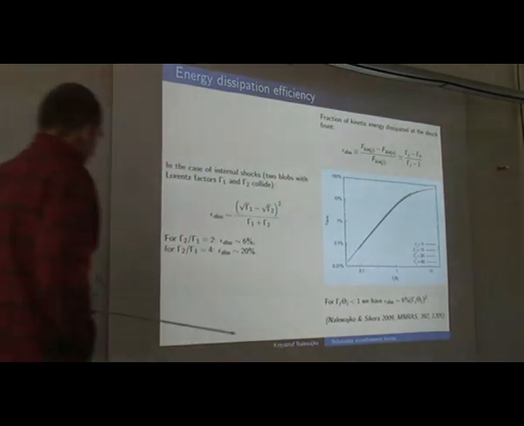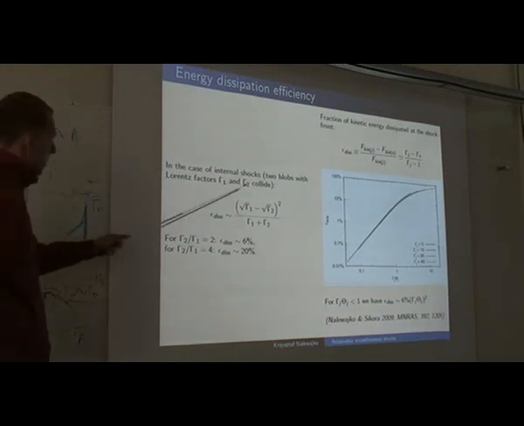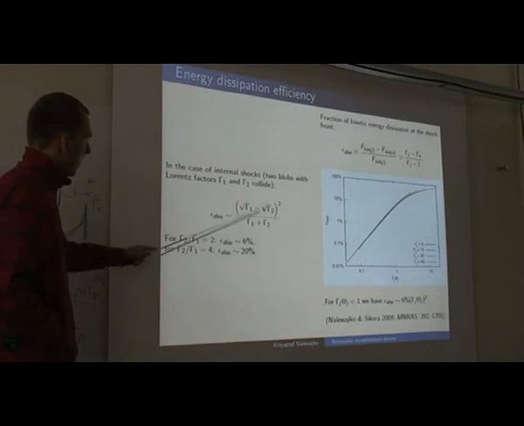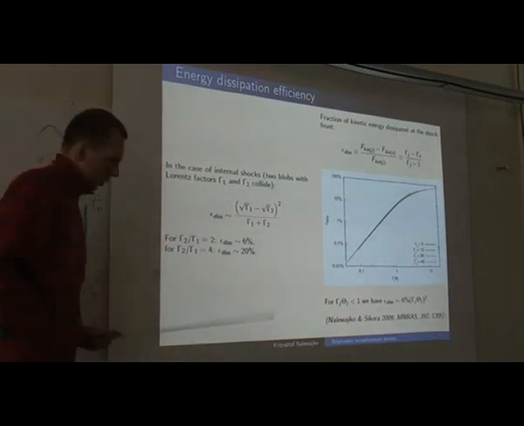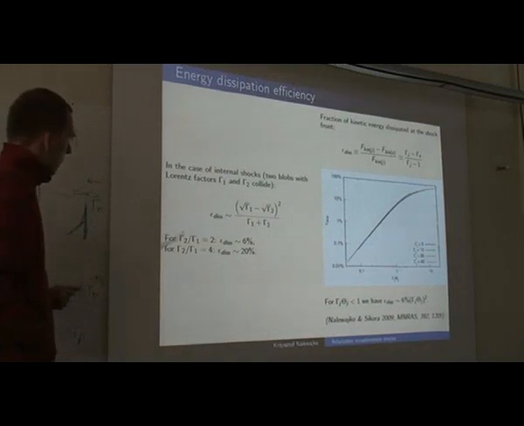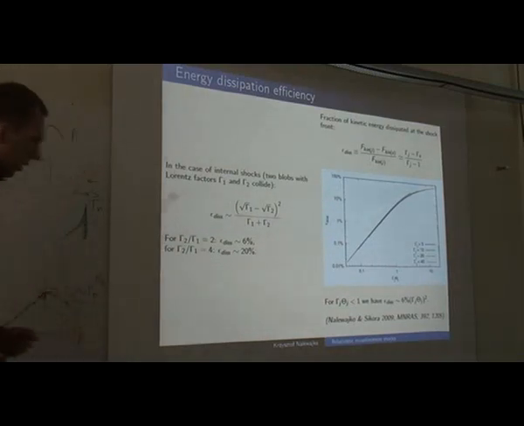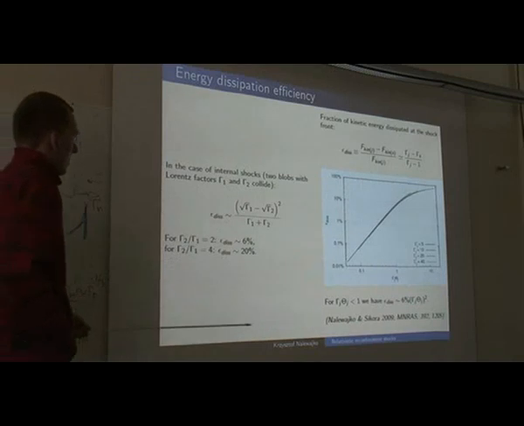So you can compare it to the efficiency of internal shocks. Here is an approximate estimate for high Lorentz factors, and it depends basically on the ratio of the two Lorentz factors. These are the Lorentz factors of two blobs that collide. The one with higher Lorentz factor is colliding with the one which was emitted earlier at lower Lorentz factor.